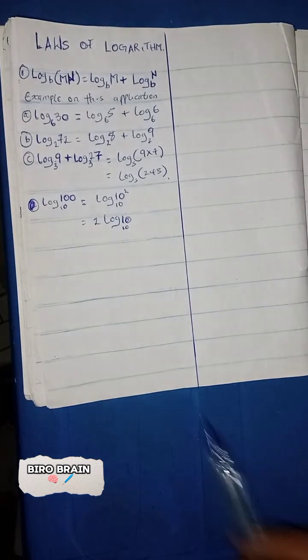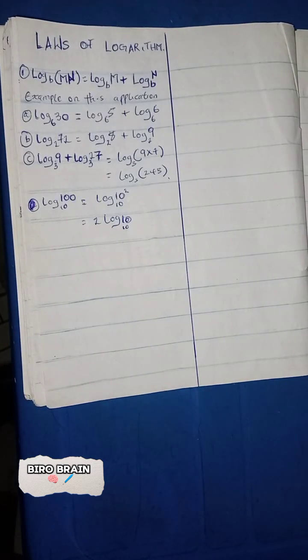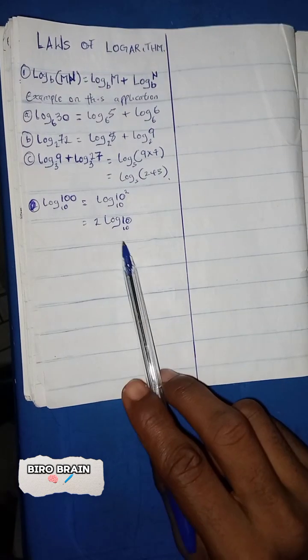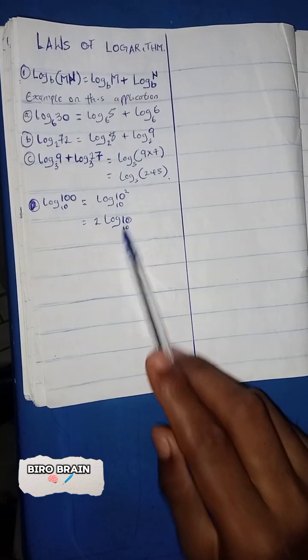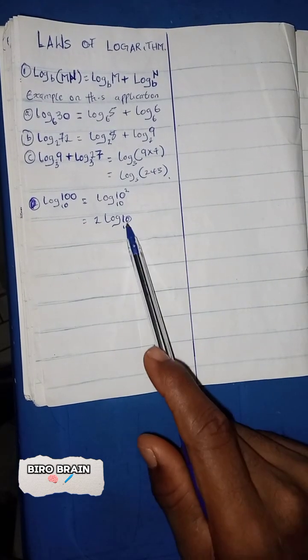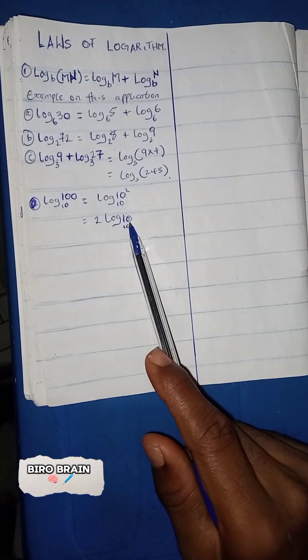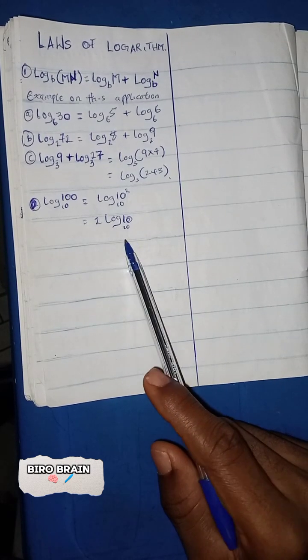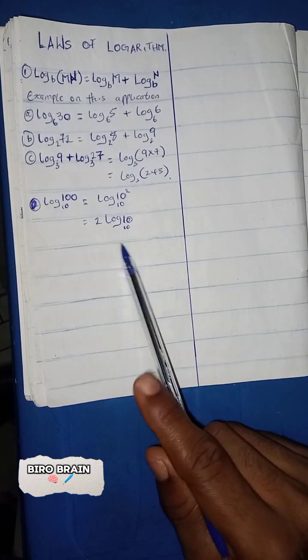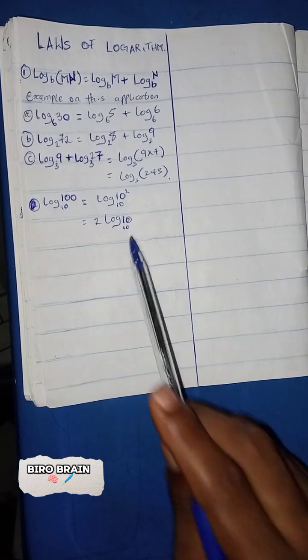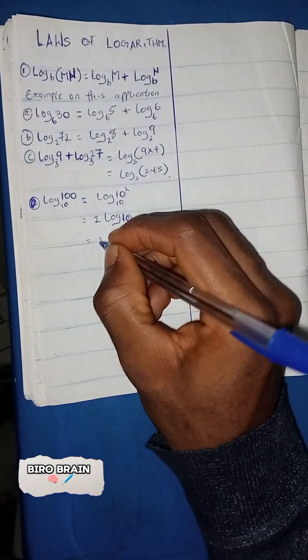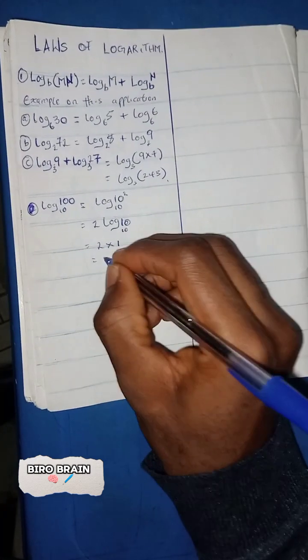Another law in logarithm you need to know is that when you're having the same base as the number, it is equal to 1. We'll take that example very soon. So log 10 to the base 10 is the same thing as saying 2 times 1, which is equal to 2.